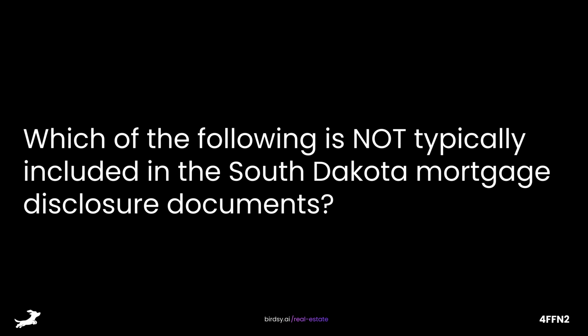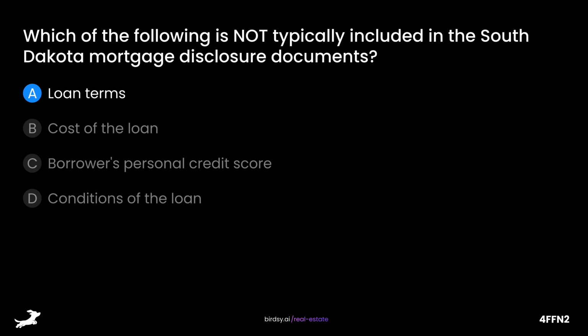Which of the following is not typically included in the South Dakota mortgage disclosure documents? Is it A, loan terms, B, cost of the loan, C, borrower's personal credit score, or D, conditions of the loan? The answer is C, borrower's personal credit score.